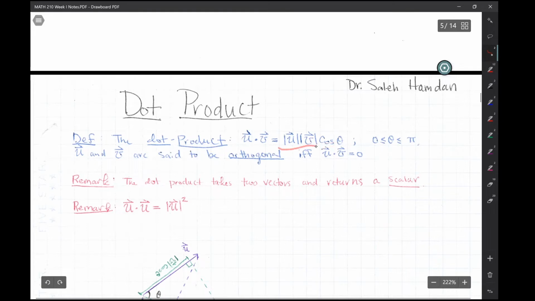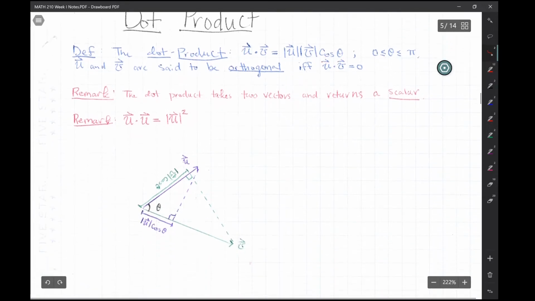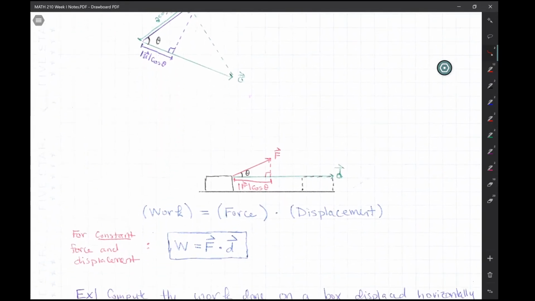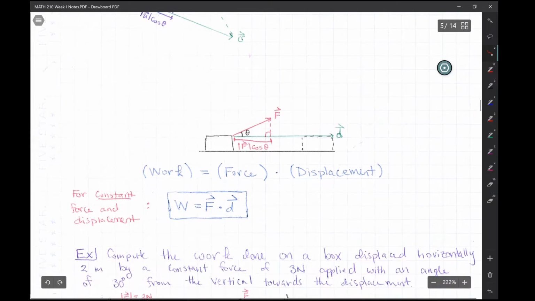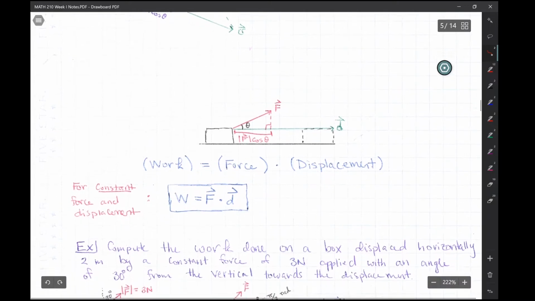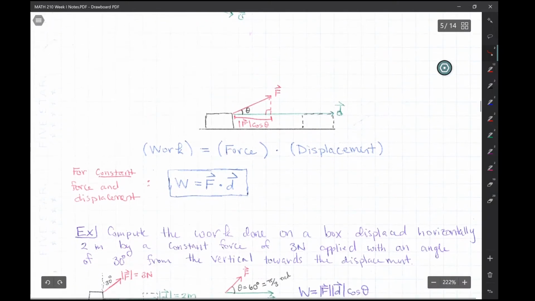And here you notice, if force and displacement were parallel, if they were aligned, if they were in the same direction, then theta here would be 0, since they're in the same direction. And you would get just force times displacement times cosine of 0. Cosine of 0 is just 1. But if they're not, then that cosine theta helps us quantify how much along each vector is to the other.